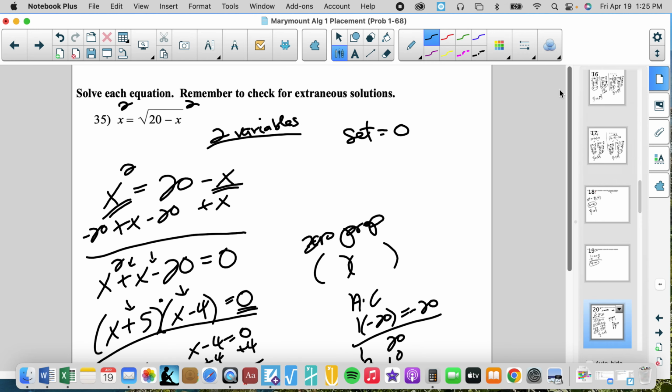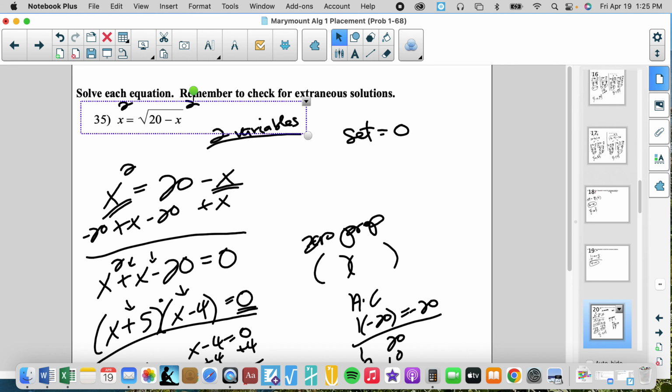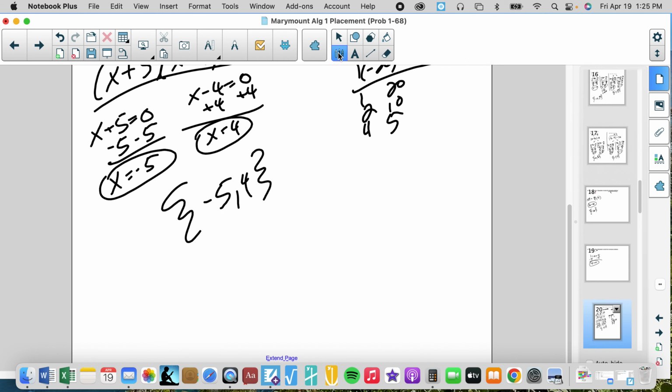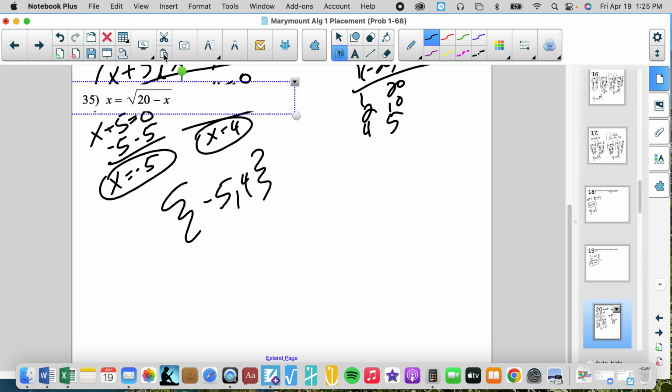Negative 5 makes 25. That's okay. Ooh, no. Negative 5 is going to be extraneous. Let me show you. Good problem. Copy. Let's slow it down a little bit now. Let's see what's going on here.